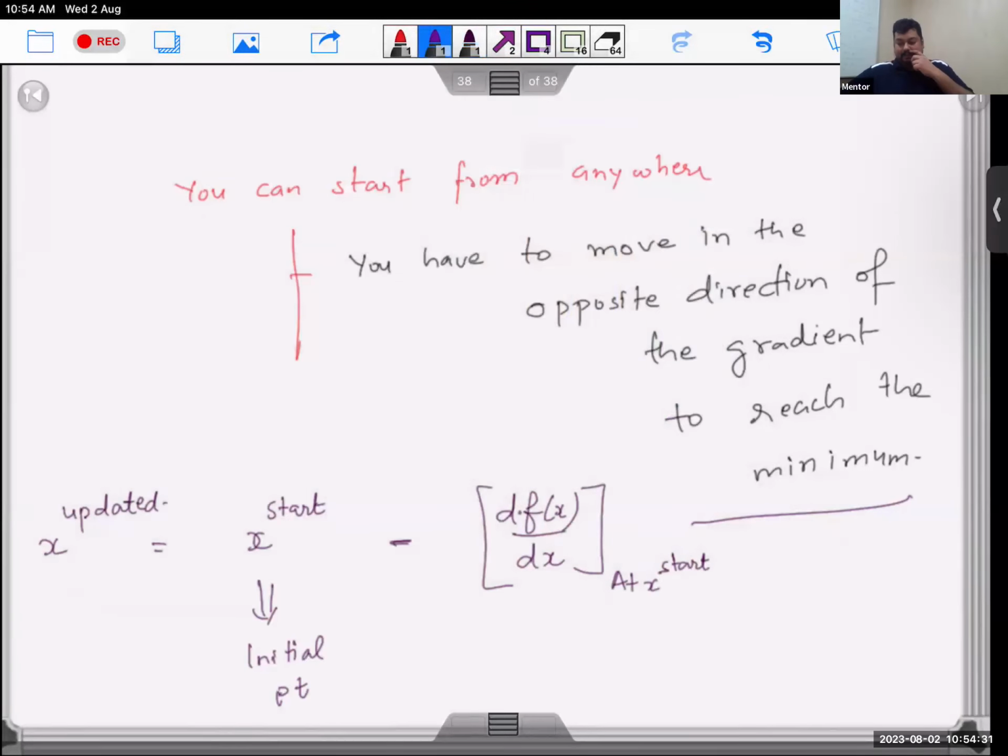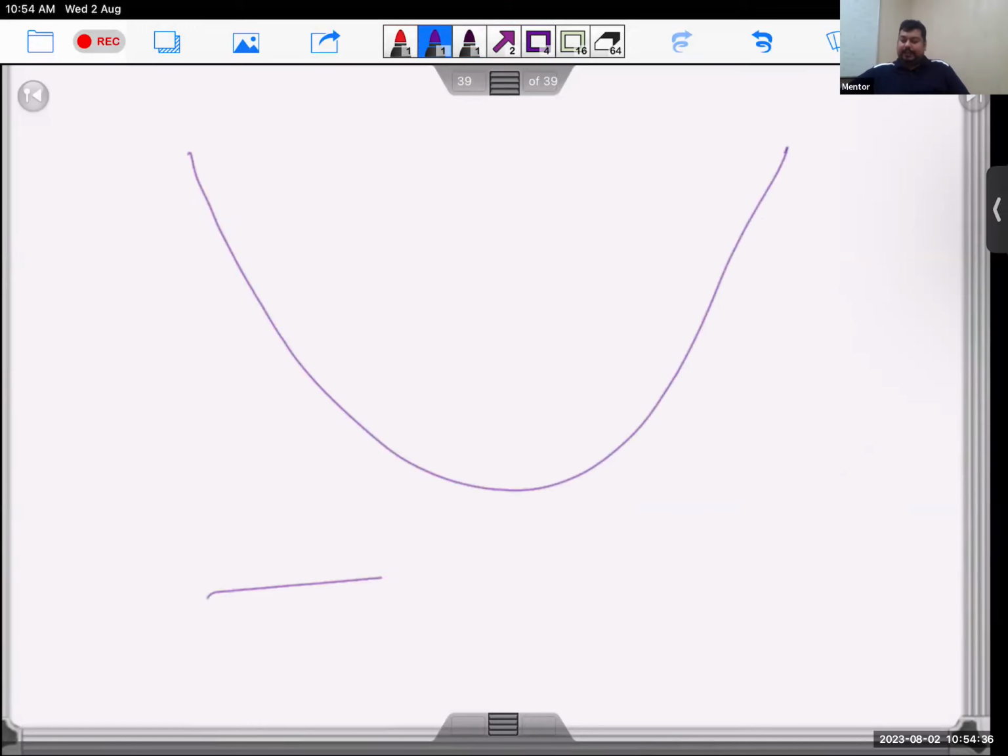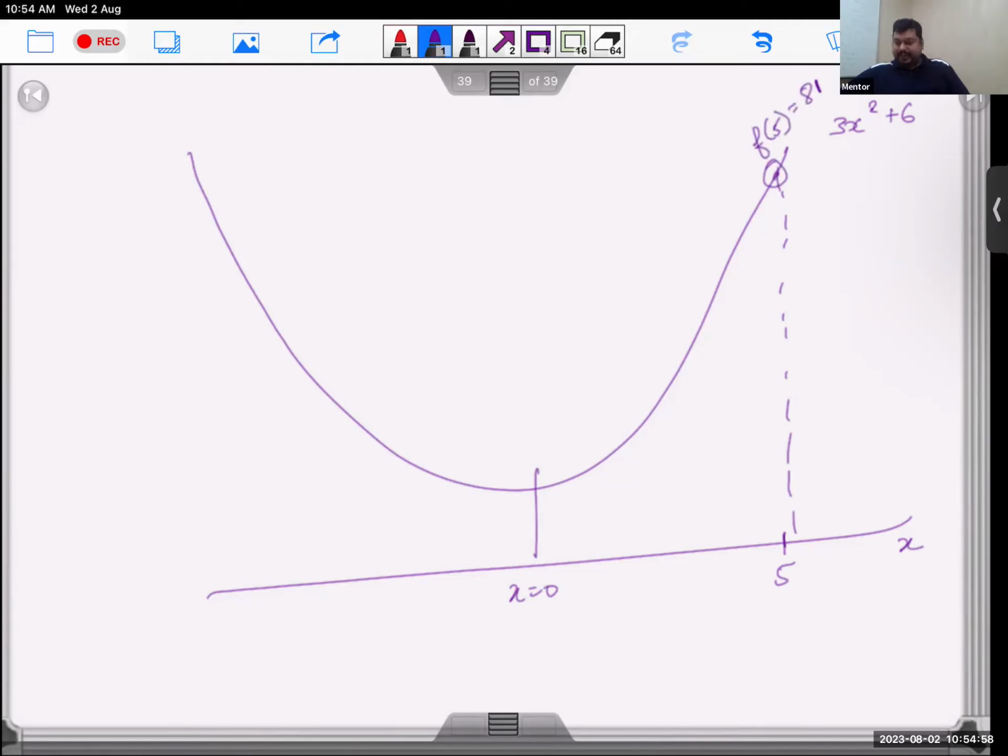Where do you want to start? Let's say this is the function, 3x squared plus 6. Give me some value of x where you want to start. x equal to 5. Okay, I am at this point. My function value is what? 81. What is the gradient at this point? 30. So the gradient is 6x, and if you put x equal to 5, you get a gradient of 30.